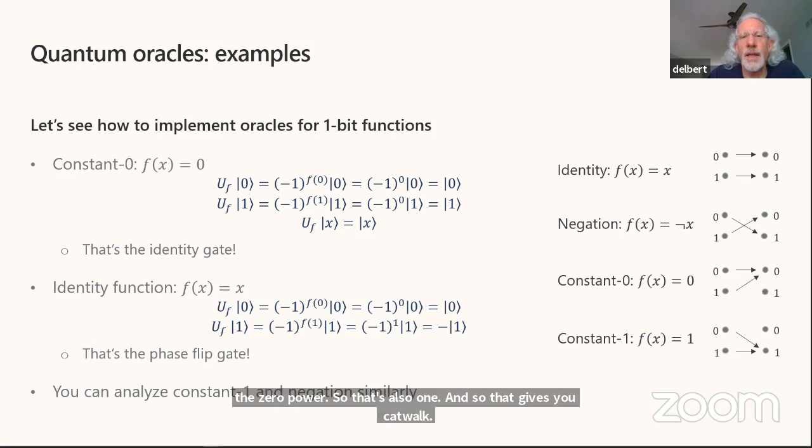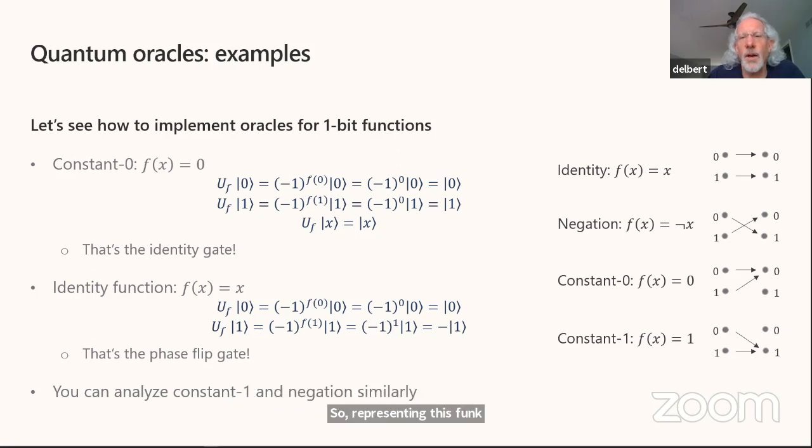So representing this function here, constant 0, in our oracle means we need the identity gate, because we need 0 to map to 0 and 1 to map to 1. So the identity gate, the I gate that we saw before, is what we would use as the oracle.